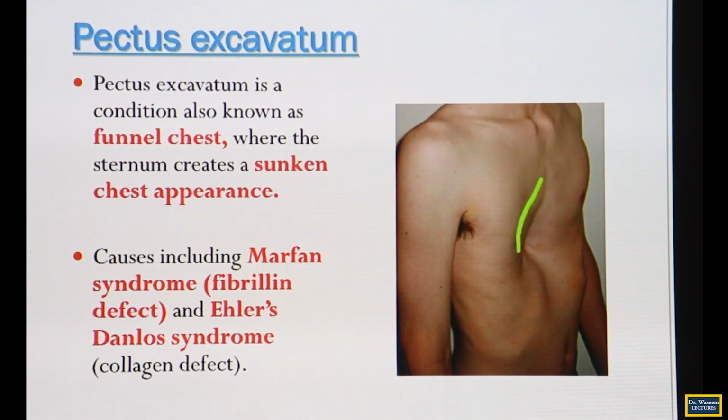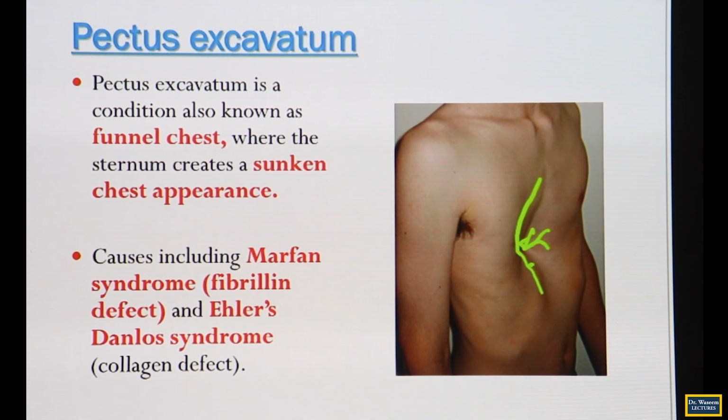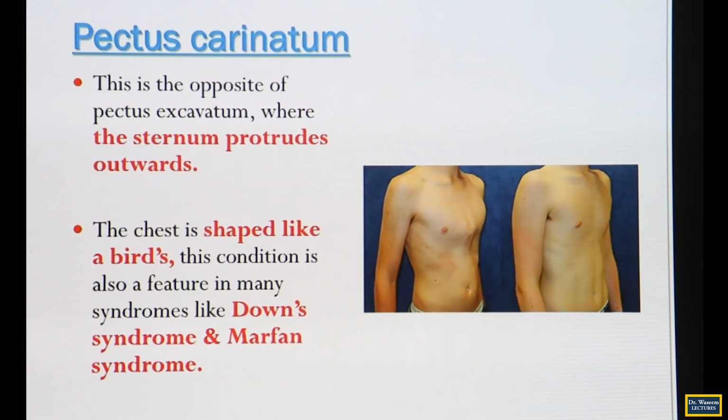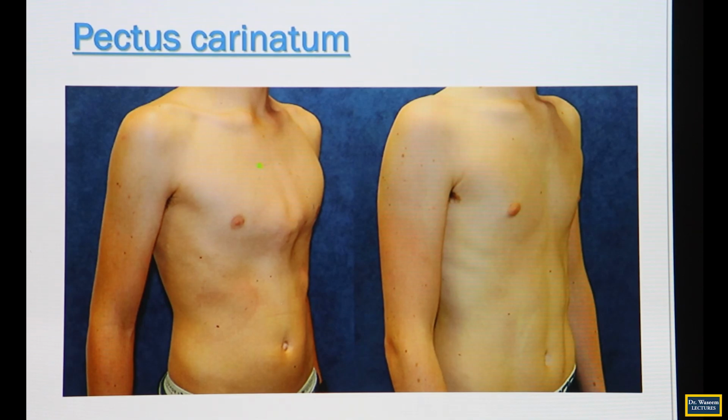Another condition is called pectus excavatum. Pectus means chest, and excavatum means depressed, concave. This is a funnel shape, which we also call funnel chest, a sunken central part of the chest. This happens in certain diseases where collagen formation is congenitally defective, such as Marfan syndrome and Ehlers-Danlos syndrome. These are two major syndromes that lead to this problem. In contrast, the chest can also be protruded outside like this.